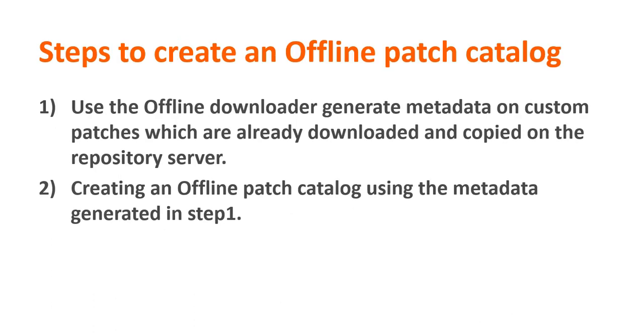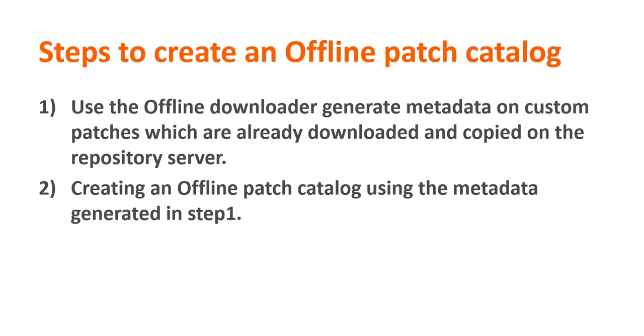So these are the high-level steps to create the offline patch catalog. We'll first use the offline downloader to generate metadata on the custom patches. And then we'll log into the console and create an offline patch catalog using the metadata that was generated earlier.